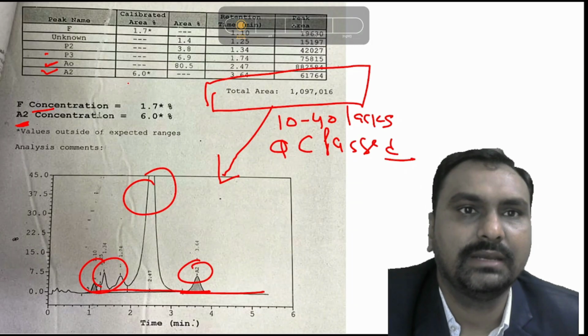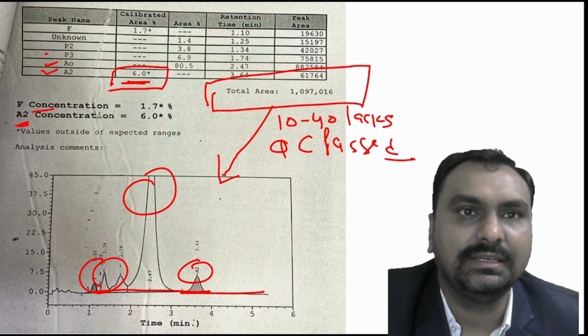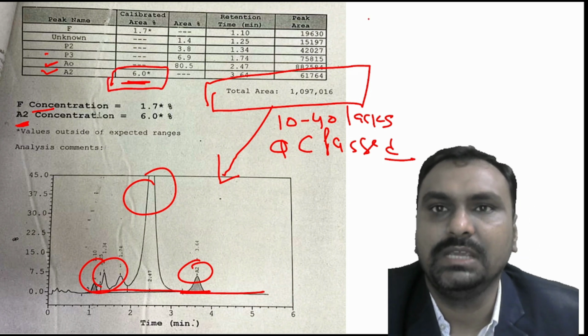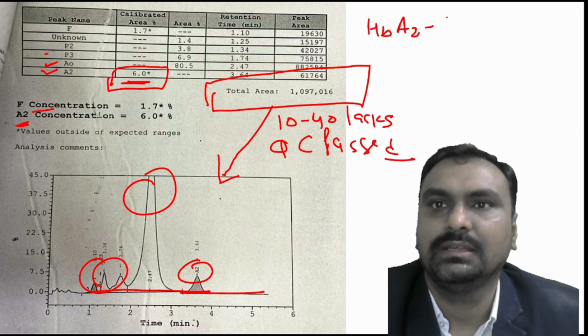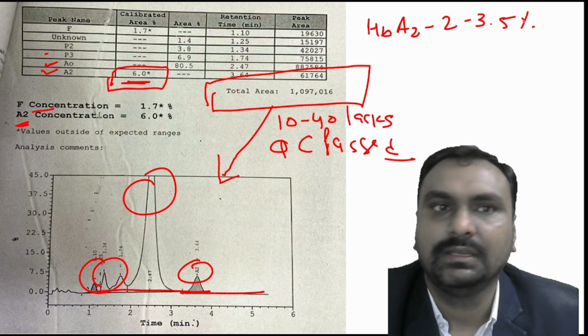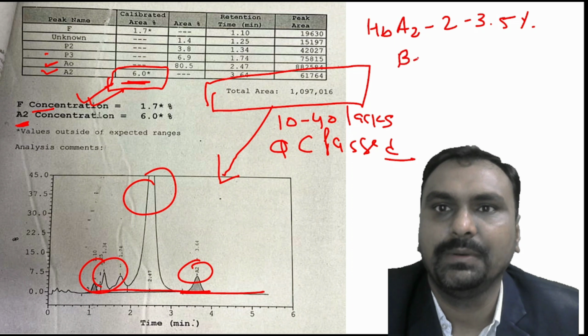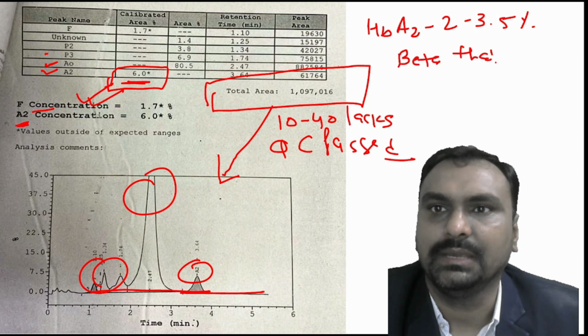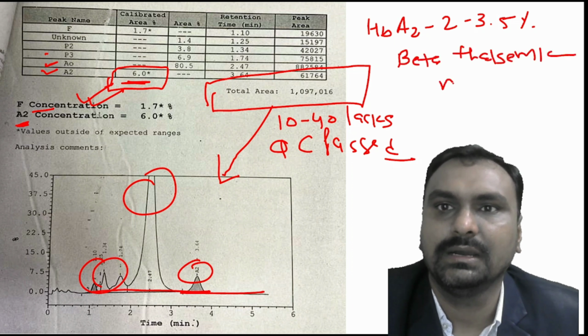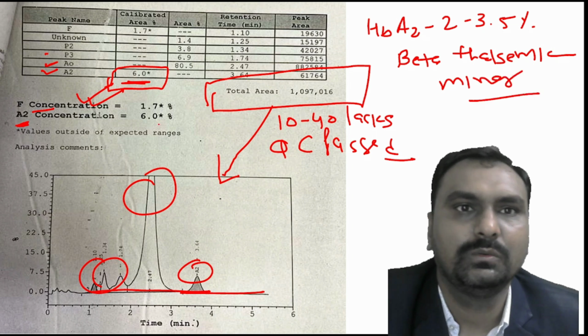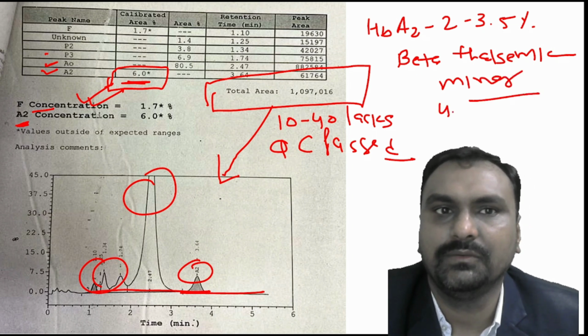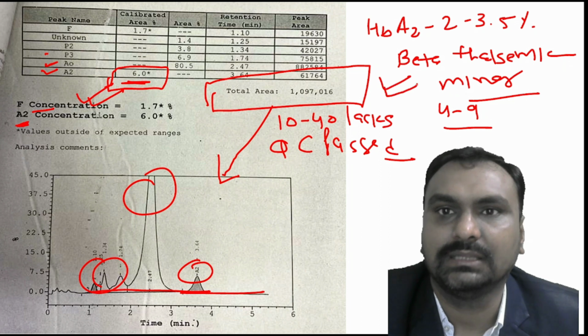Okay, you can see the HbA2 level is 6. The normal HbA2 level is 2 to 3.5%. Here it is more than 3.5, so it is more suggestive of beta thalassemia minor. Okay, HbA2 between 4 to 9 is suggestive of beta thalassemia minor.